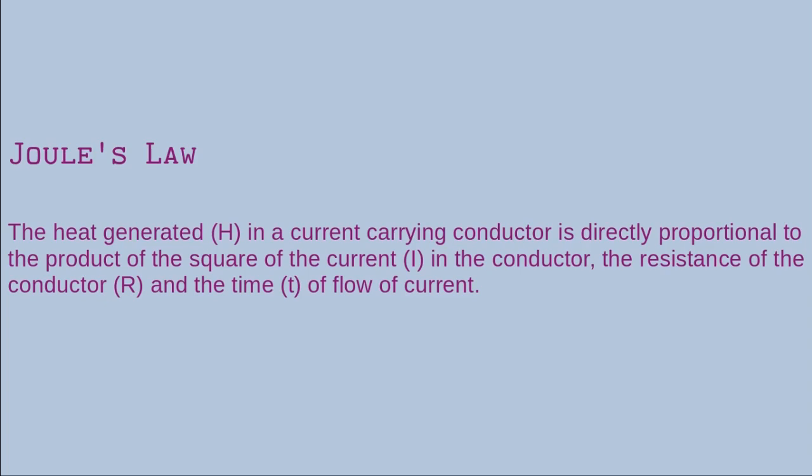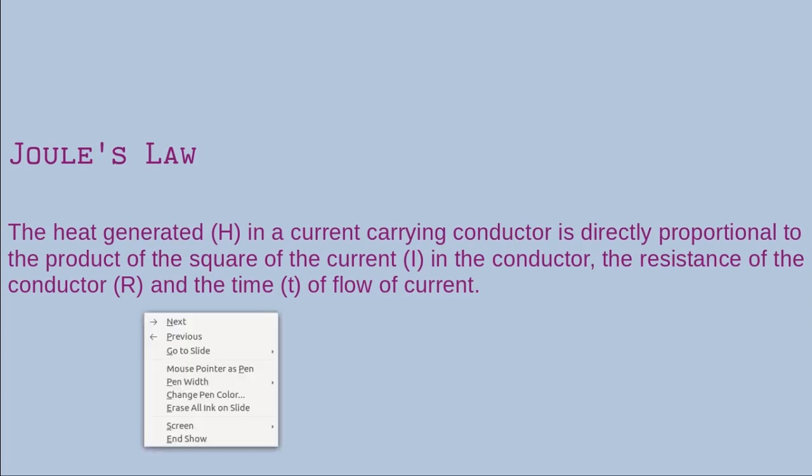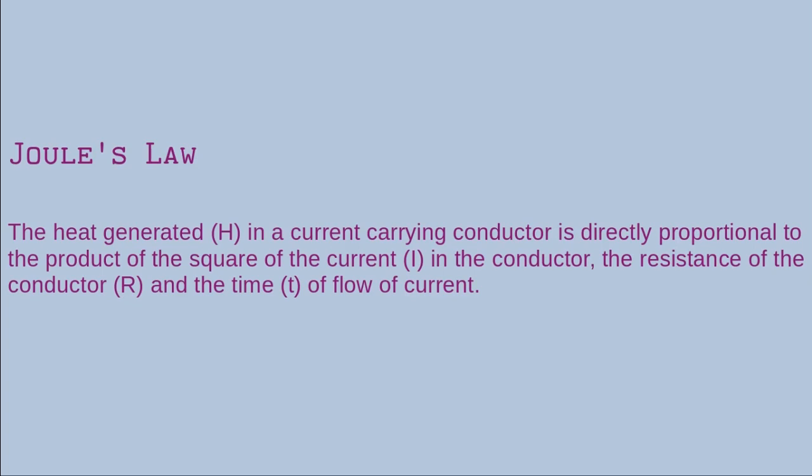The heat generated in a current carrying conductor is directly proportional to the product of the square of the current in the conductor, the resistance of the conductor, and the time of flow of current. In short, we can write it as H is equal to I squared RT, or H is proportional to I squared RT.